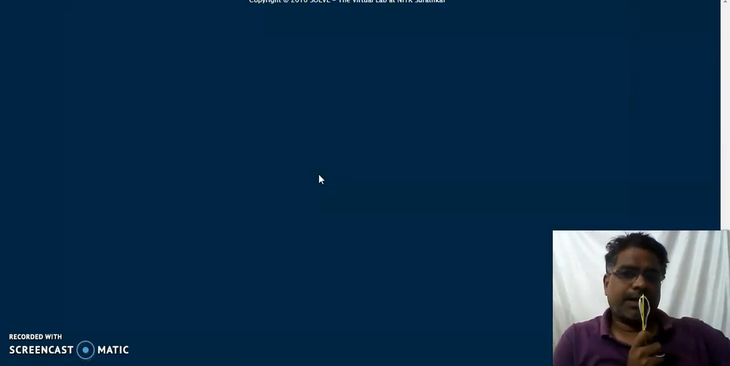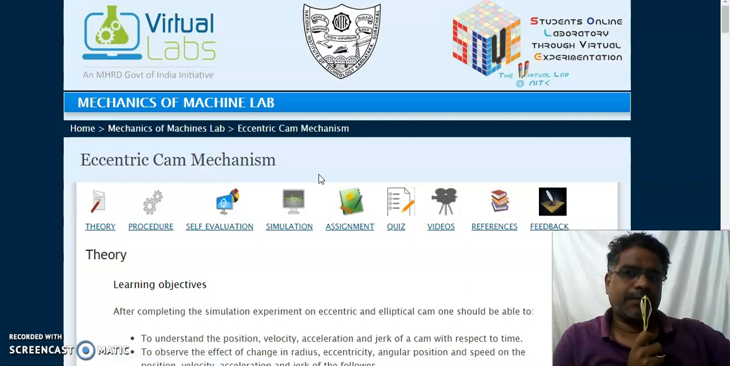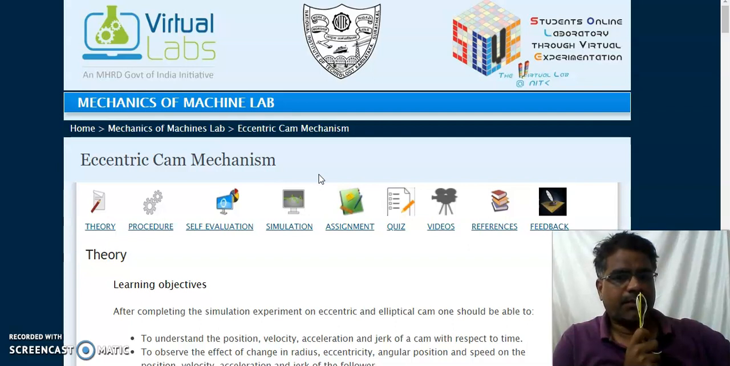The name eccentric itself indicates that it is not along the center. Concentric means along the center. If the cam and follower are along the same center, then that will be concentric. In case of eccentric, the cam and follower will be offset by a certain distance. That distance will be called the offset distance.